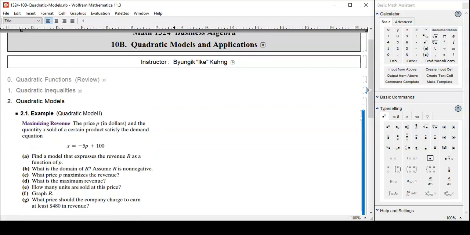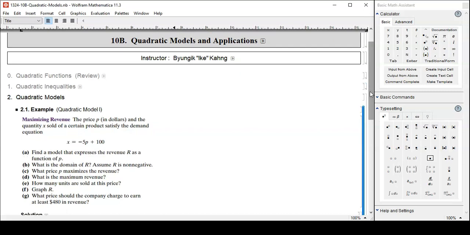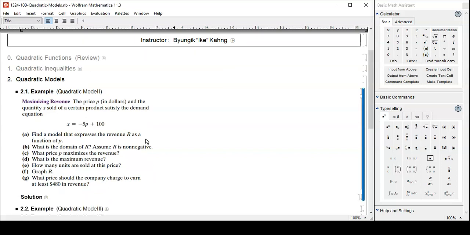In this video, we're going to do the first example only, and this is the most important example, I guess, because after all, this is business algebra, and this is a business example. The price P in dollars and the quantity X sold of a certain product satisfy the demand equation: X is negative 5P plus 100. And then we have to answer these questions. Please stop the playback and read through. So, what do we have?